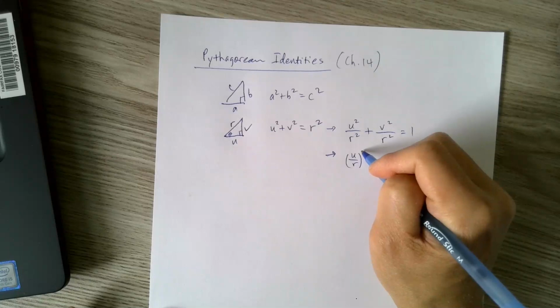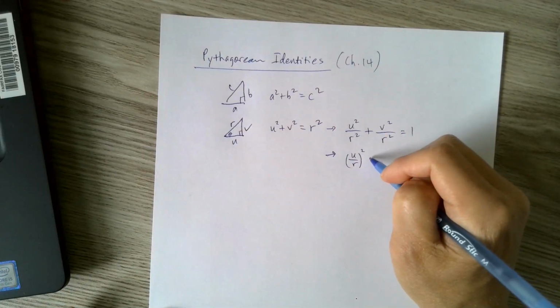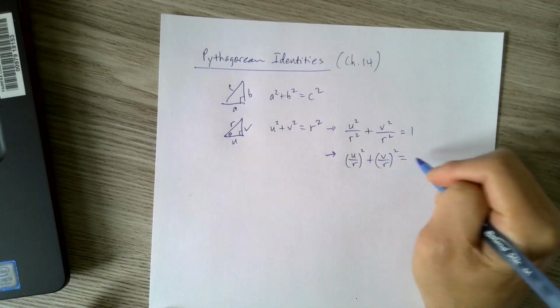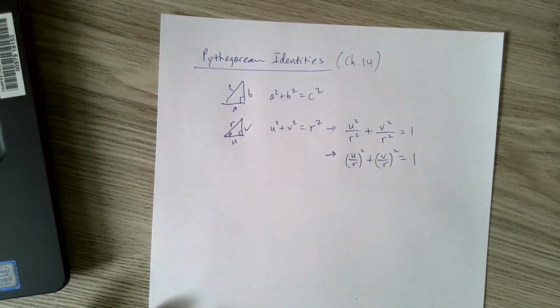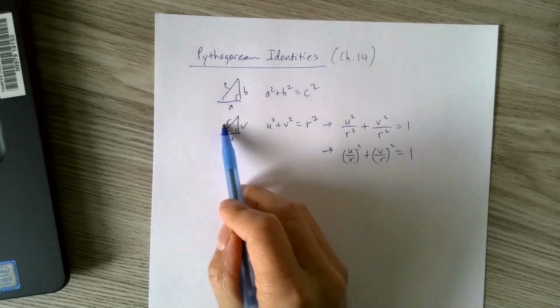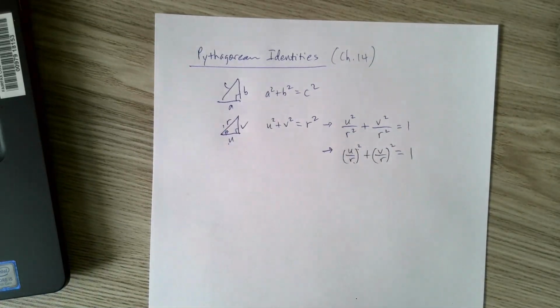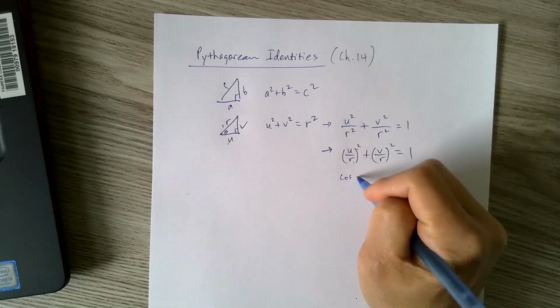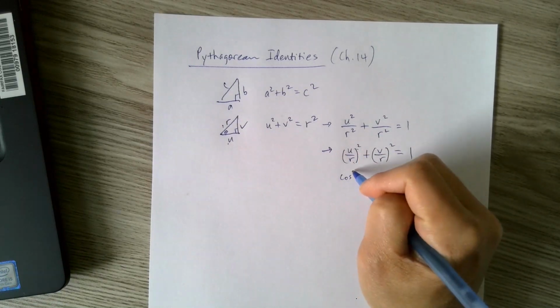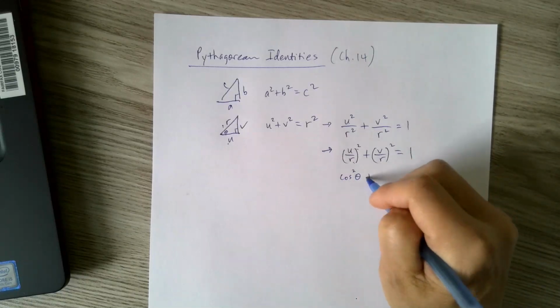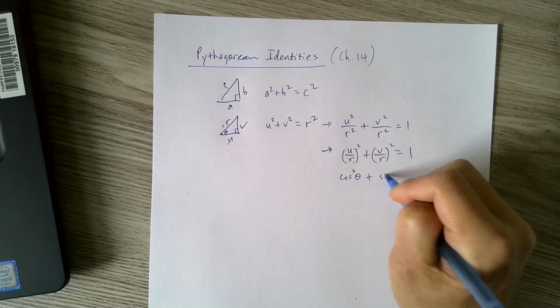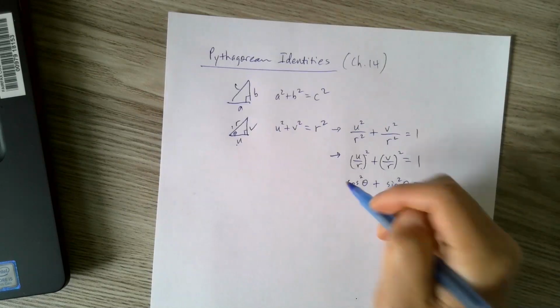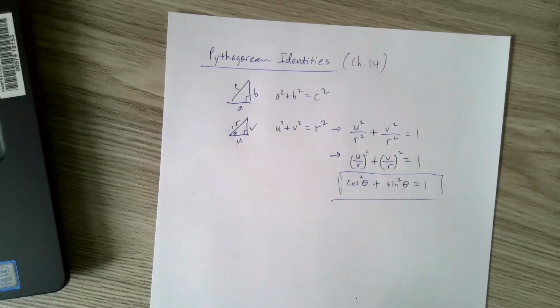And then I rewrite each fraction like this. And then I take note that u over r is adjacent over hypotenuse, and that's the same thing as cosine. And since the whole thing is squared, I can put the squared here. And v over r is sine. And there's our first Pythagorean identity. Cosine squared of theta plus sine squared of theta equals 1.